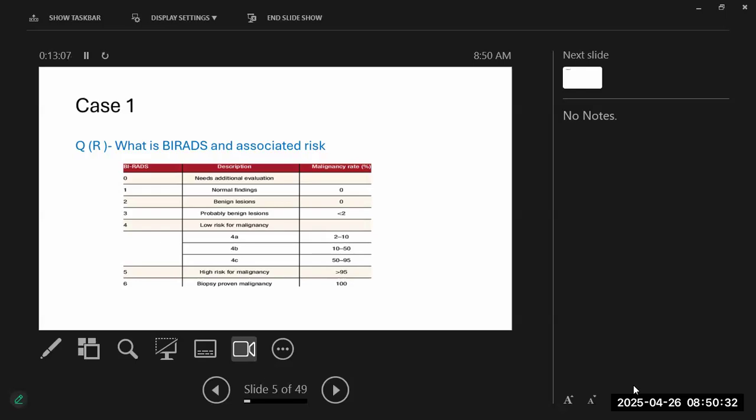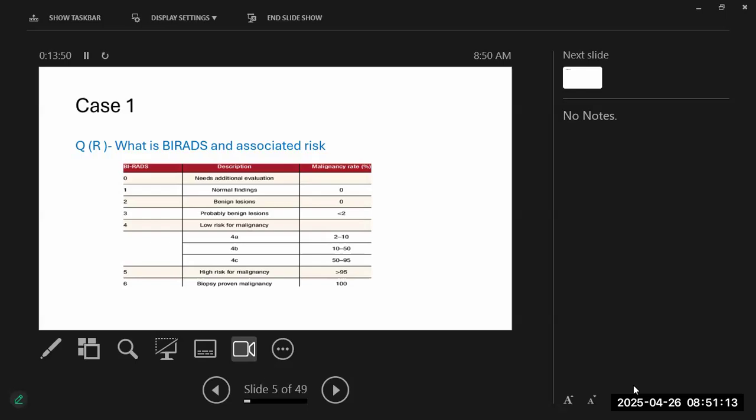Then BI-RADS 3 we call probably benign lesions. So there is less than 2% chance. 98% we are sure that it's benign. So BI-RADS 4 has 3 categories depending on the risk level. Actually, this is mild, moderate, and highly suspicious. So 4C is highly suspicious of malignancy. So that goes up to 95%. 4A is 2 to 10%. Sometimes it is very difficult to call whether something is 3 or 4A.